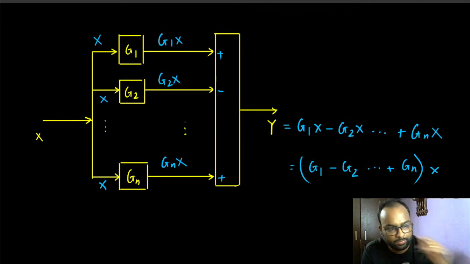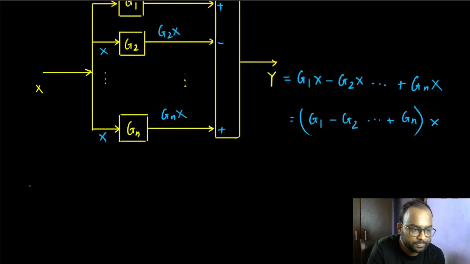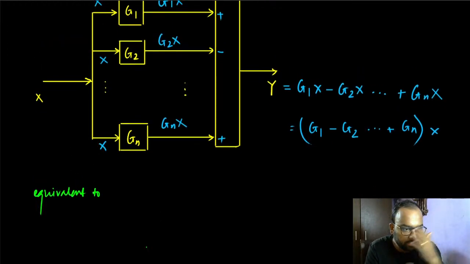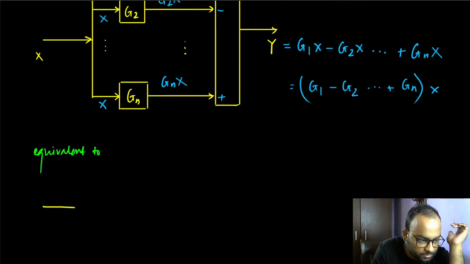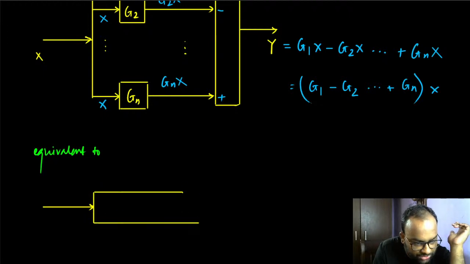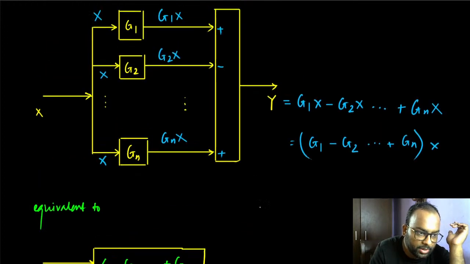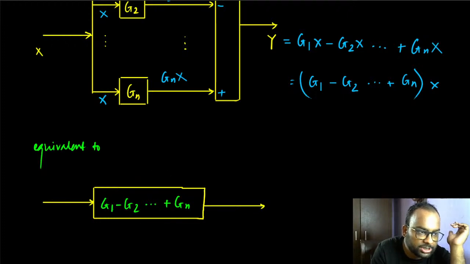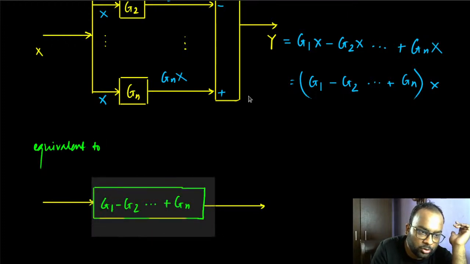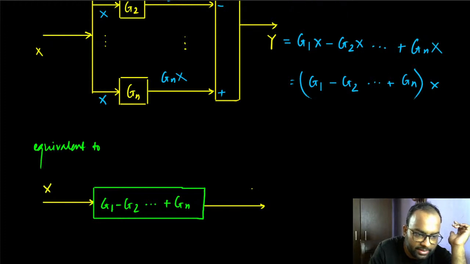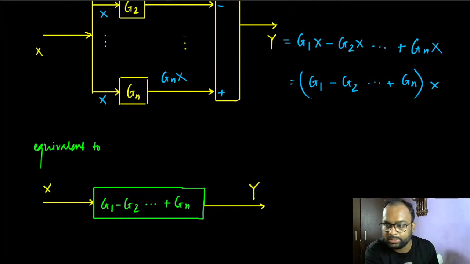And so this is equivalent to having a system whose transfer function is just something like G1 minus G2 and then whatever plus Gn. So if I have this system or this equivalent structure, as far as the input and the output are concerned, they won't know the difference. Okay, so this is x and this is still producing the same y. All right, let's hold on for a second.